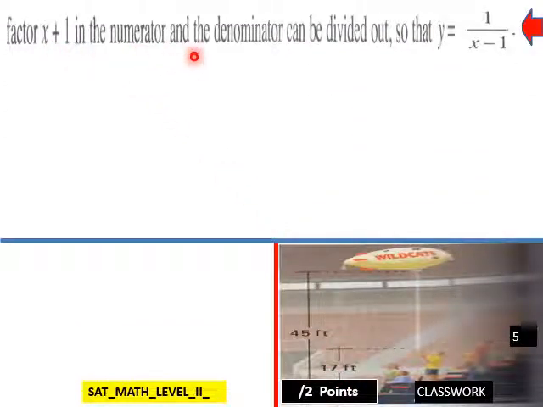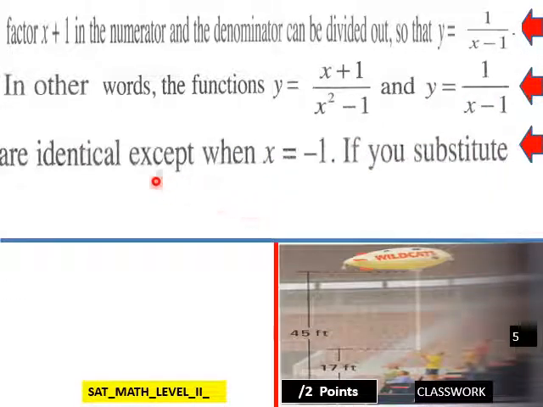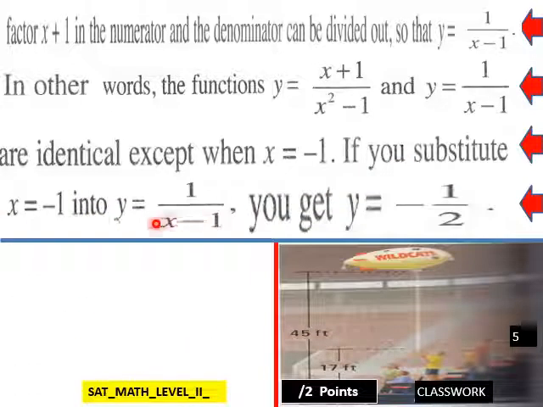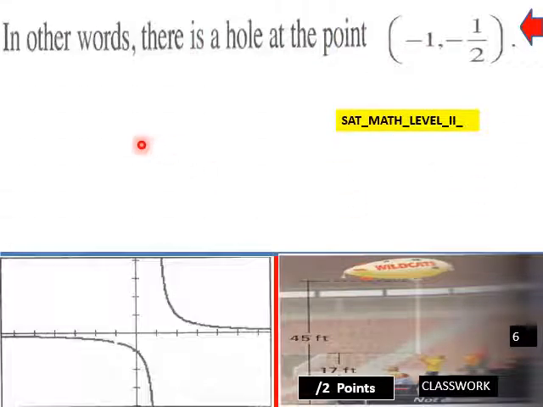If x does not equal negative 1, the factor x plus 1 in the numerator and the denominator can be divided out so that y equals 1 over x minus 1. In other words, the functions y equals (x plus 1) over (x squared minus 1) and y equals 1 over (x minus 1) are identical except when x equals negative 1. If you substitute x equals negative 1 into y equals 1 over (x minus 1), you get y equals negative 1/2. So there are differences there. In other words, there is a hole at the point (negative 1, negative 1/2), right there.